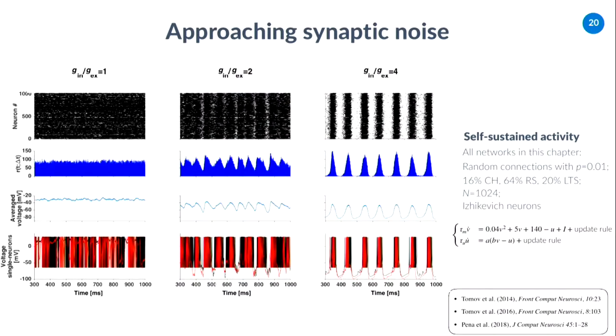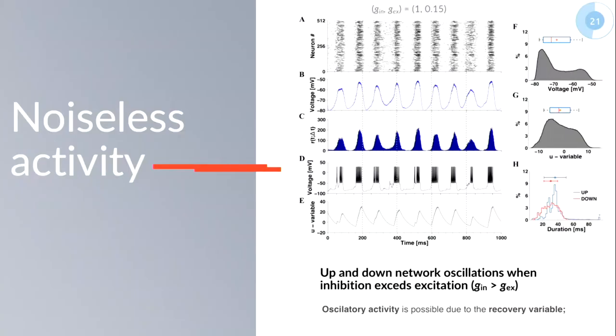So a second work that we did concerns synaptic noise. In this case, those are deterministic setups, and so far we don't have noise. Those are random networks, and I'm working here with the Izhikevich neural model. It contains that adaptive variable that I was telling you about at the beginning, and we have some mixtures of neurons. The important thing in this case is that whenever the inhibitory conductance exceeds the excitatory conductance, we have some oscillatory behavior. And this is noiseless activity so far. I'm not talking about noise.